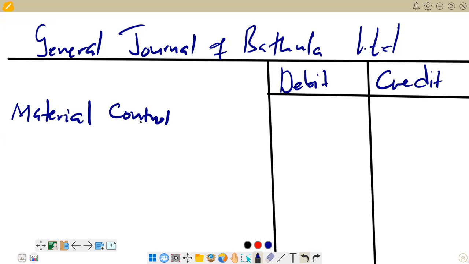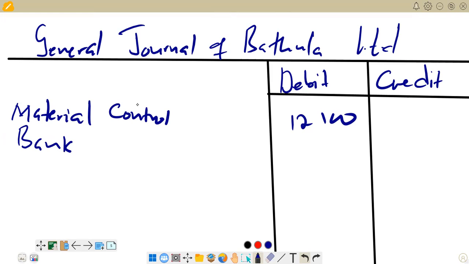And when the asset balances are being reduced, we are supposed to credit, like what we are doing to bank. A bank is being reduced, so we are crediting. So we have material control, we are debiting, and the figure that we got there was 12,100. And then the same thing that we are going to credit the bank.